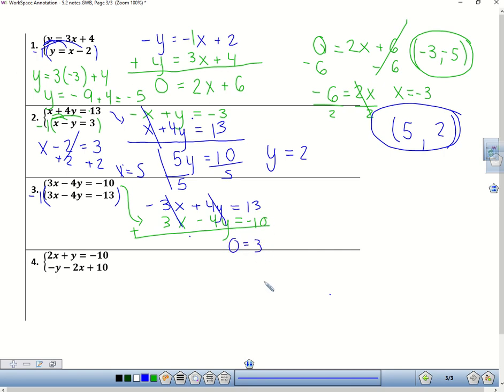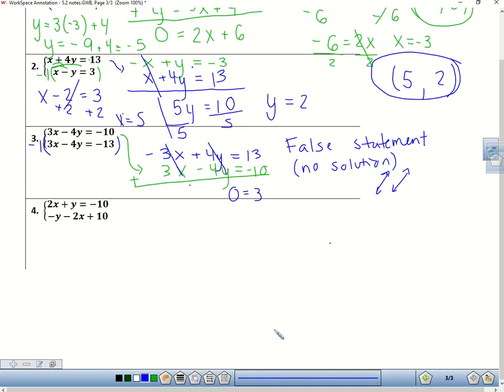3. Does 0 equal 3? No. It's a false statement, right? This is what we call a false statement, and this means we have no solution. Anybody know what kind of lines occur when we have no solution? We did it on Monday. They don't intersect, so they're what kind of lines? Parallel, good job. So these are two parallel lines, because they never intersect, therefore they have no solution.